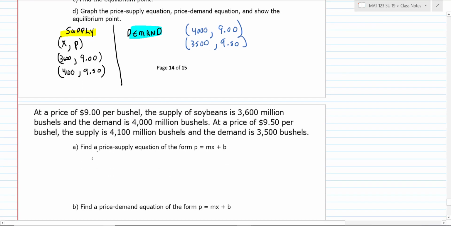So we're going to find a price supply equation. We're going to take these 2 points. I would just write these 2 points down.